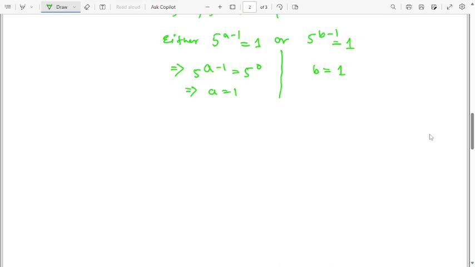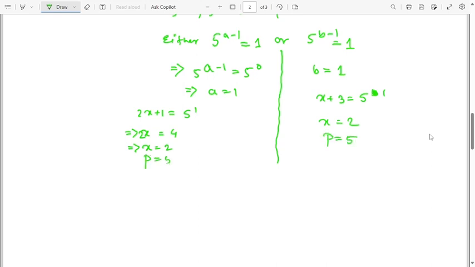So for a equal to 1, what are we getting? We know that 2x plus 1 is equal to 5 to the power 1, means 5, which gives us 2x is equal to 4 and x is equal to 2. Similarly, for b equal to 1, we know x plus 3 equal to p to the power b, and p is 5. So 5 to the power b means 5. From here we are getting x equal to 2. In both the cases, we get x equal to 2 and p equal to 5.